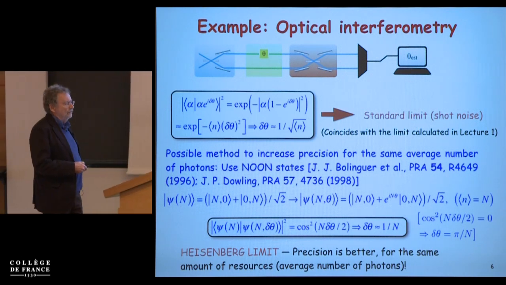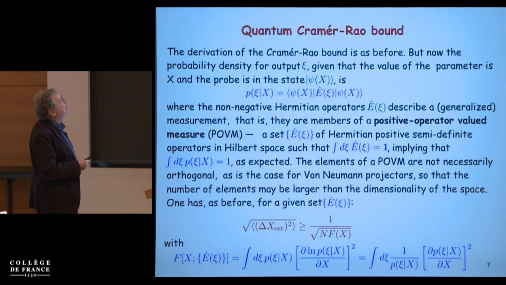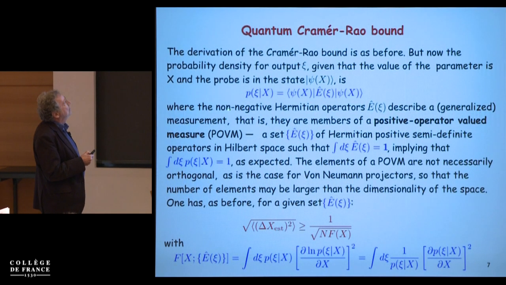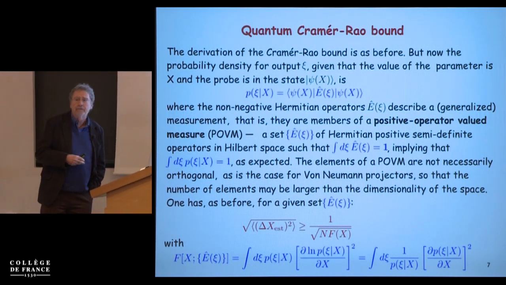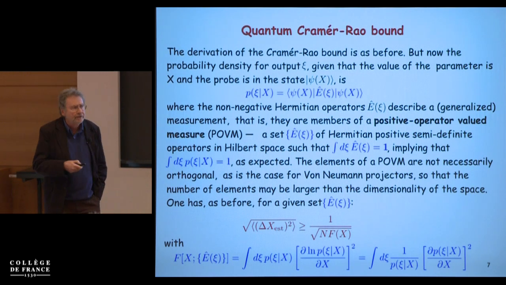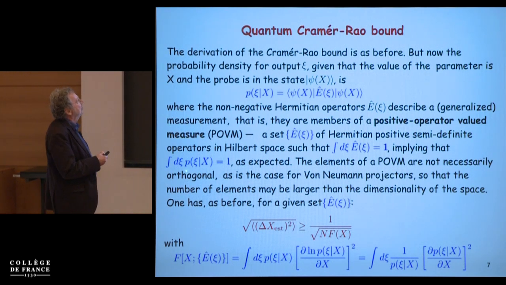Now, what about the quantum Cramér-Rao bound? Well, you proceed in the same way. Now the main difference is in the definition of this probability of finding the experimental result psi if the value of the parameter is x. That's given by the average of this operator here. And this operator is a generalization of the projection operators of von Neumann. We call the set of these operators, in general, a positive operator valued measurement.